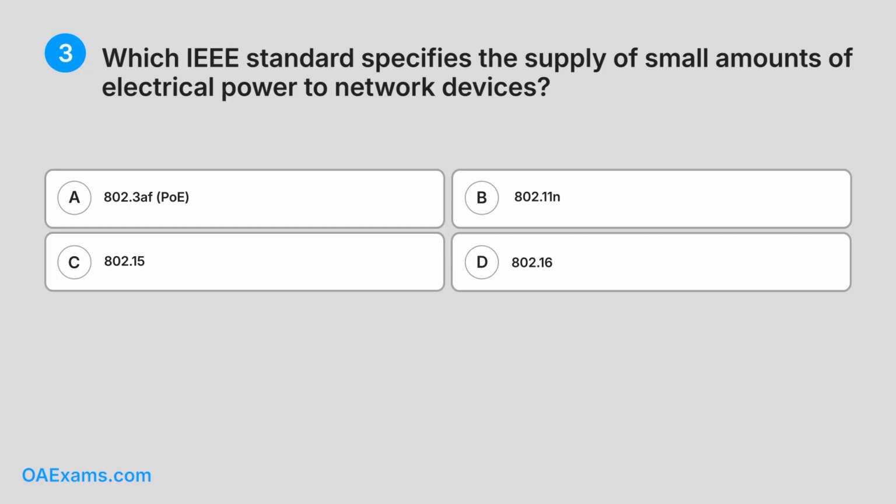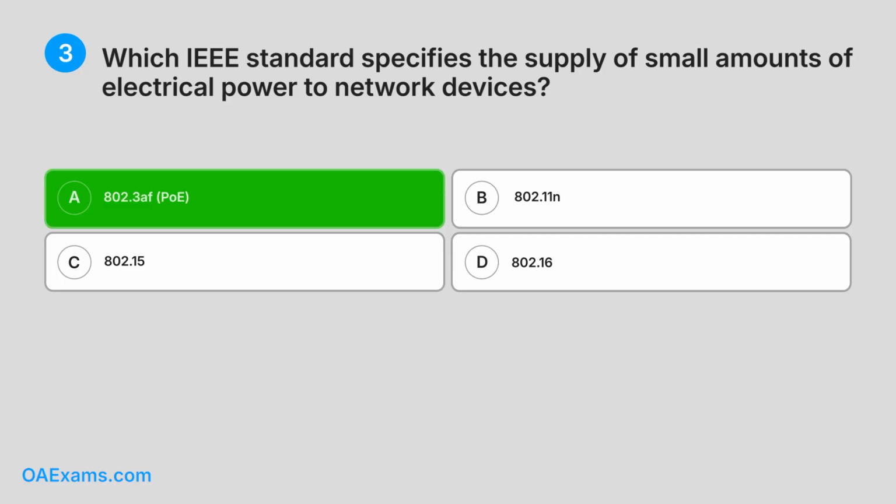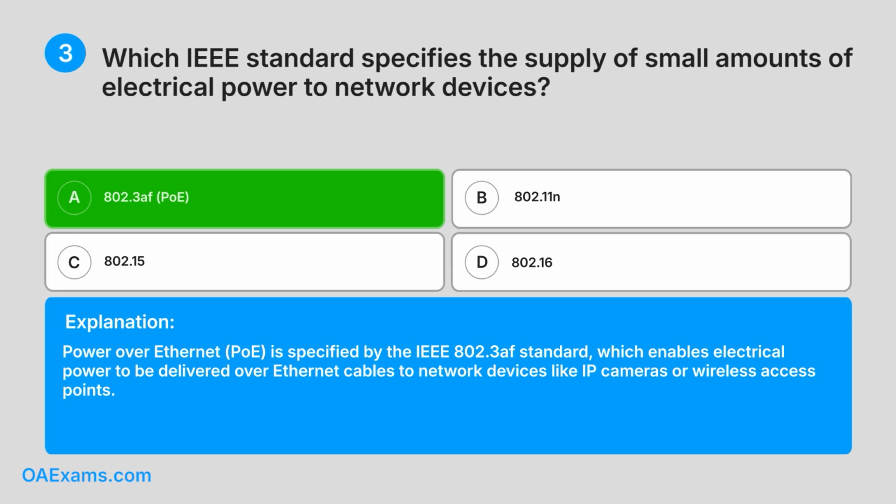Correct answer. A. 802.3AF. Explanation. Power over Ethernet, PoE, is specified by the IEEE 802.3AF standard, which enables electrical power to be delivered over Ethernet cables to network devices like IP cameras or wireless access points.